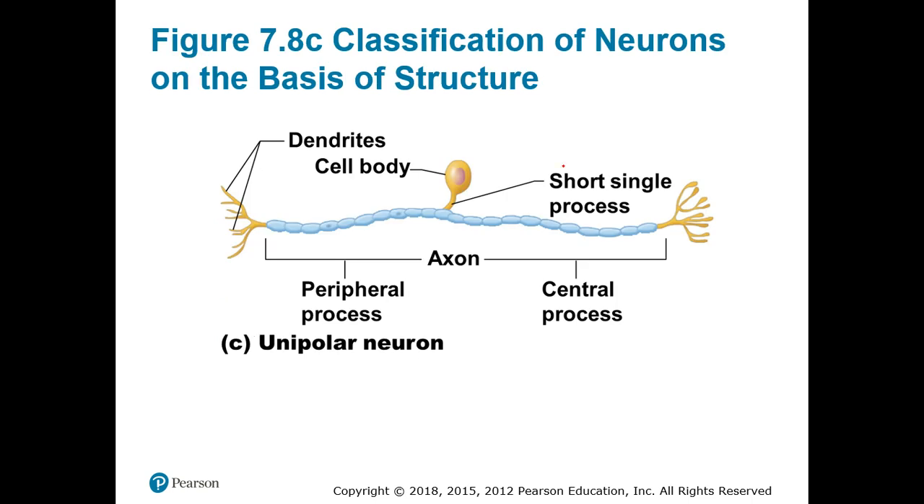So if I were to bring up a picture, here's my cell body. This is my one process that comes off it, hence the name uni. And it again splits here. It splits over here on my peripheral. Over here on the right, it splits over into my axon. And then, of course, my dendrites are down there. So again, I only have that one short process that comes off of it, hence the name uni.